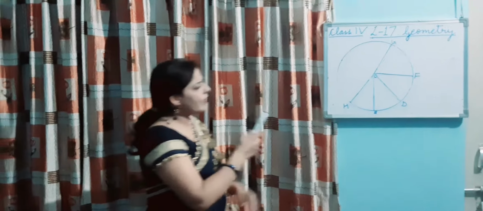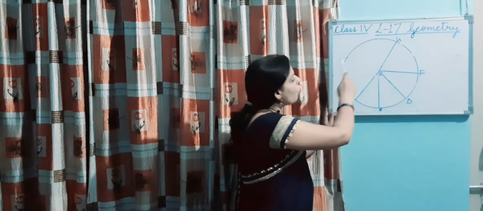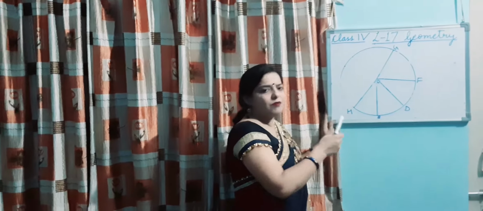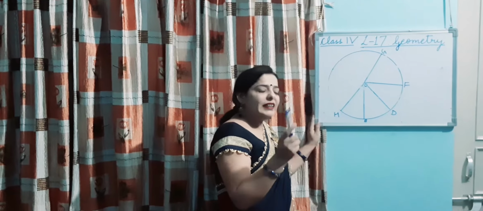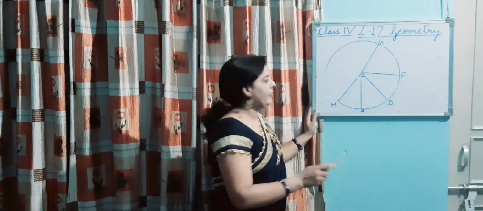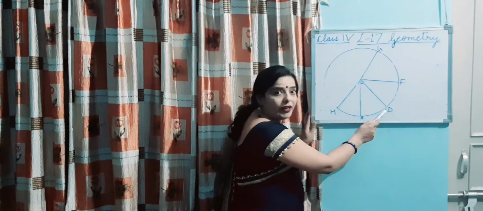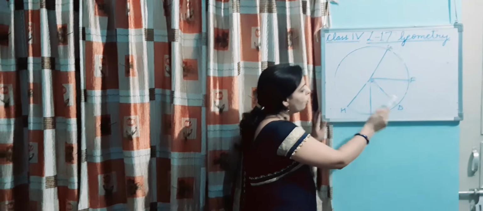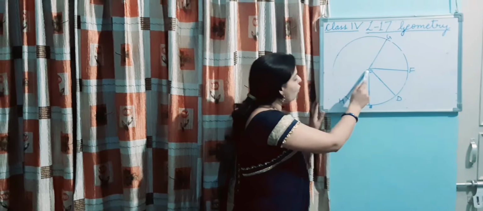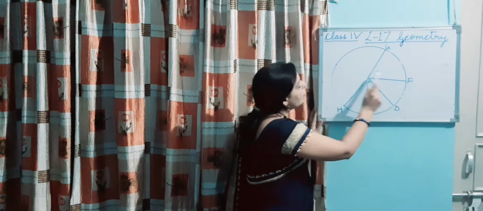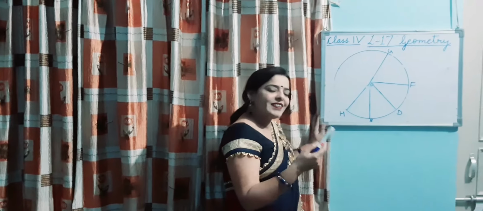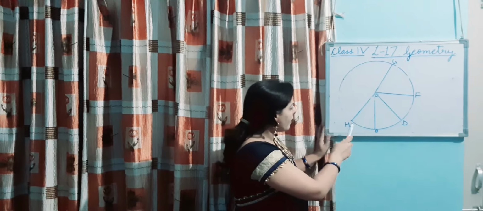Now students, you can see I have drawn so many lines on these circles. And what are these lines showing? These lines are showing radii. Why? Because they are joining the center to a point on the circumference, like OB, OH, OF, OG. So what are these? These are radii. Now have you noticed one thing?